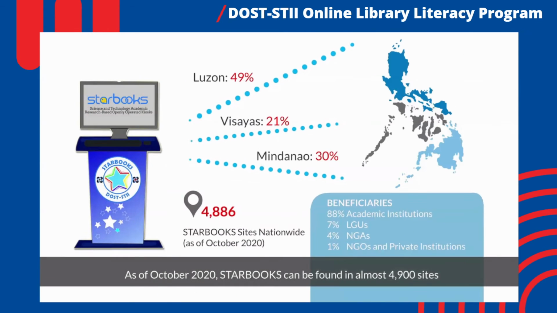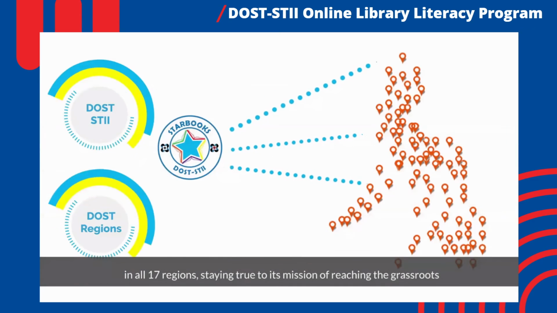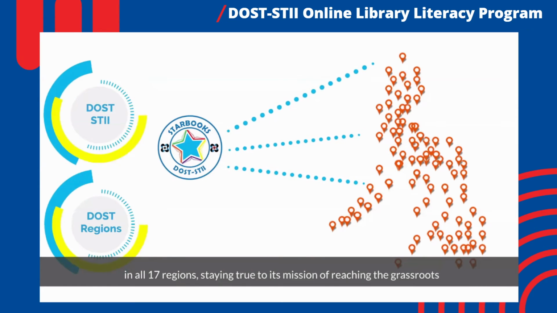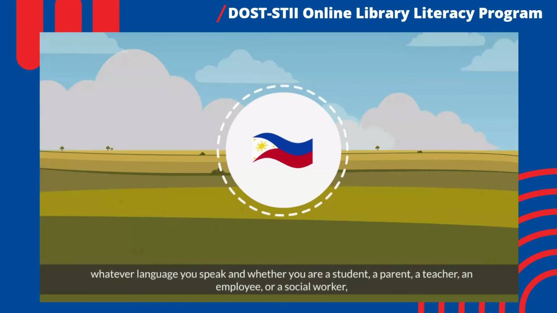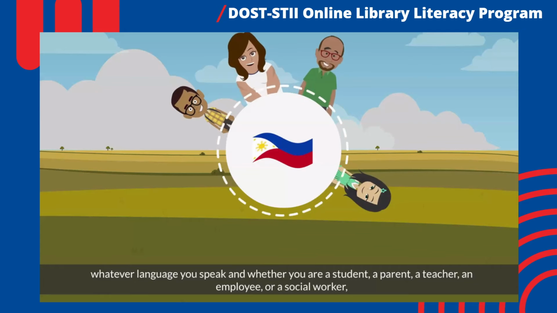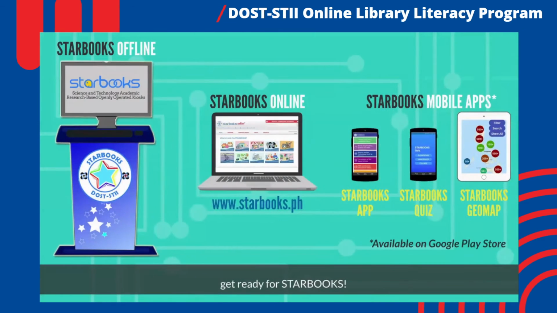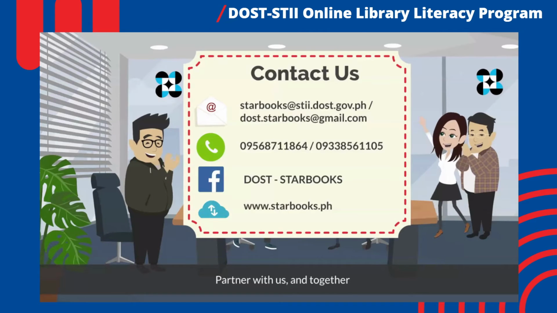As of October 2020, Starbooks can be found in almost 4,900 sites in all 17 regions, staying true to its mission of reaching the grassroots. So, wherever you are in the country, whatever language you speak, and whether you're a student, a parent, a teacher, an employee, or a social worker, get ready for Starbooks! Partner with us, and together, let us bring science for the people.